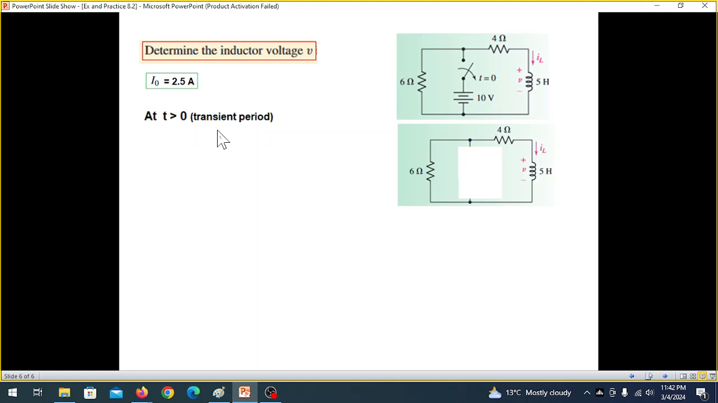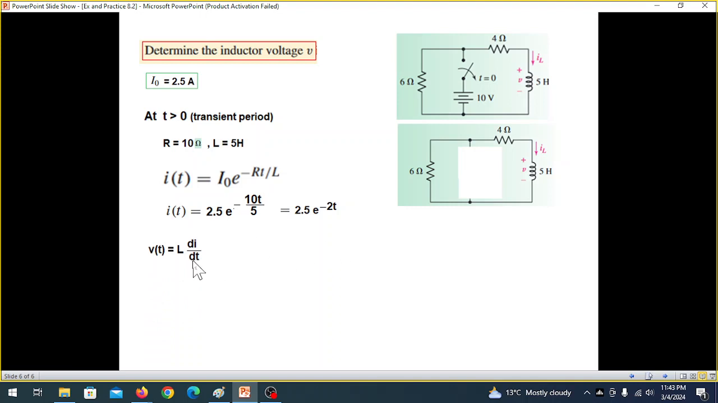And for t greater than 0, the transient period, we will get this relation. And so R from here is 10, 6 plus 4, and L is 5 Henry. So just plug into the equation here. It will be I0, we have already calculated 2.5, and e raised to the power minus R is 10 and L is 5. So it will be 2.5 e raised to the power minus 2t. Now this is the current.